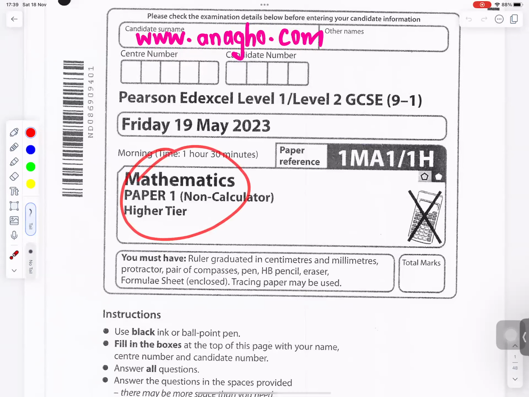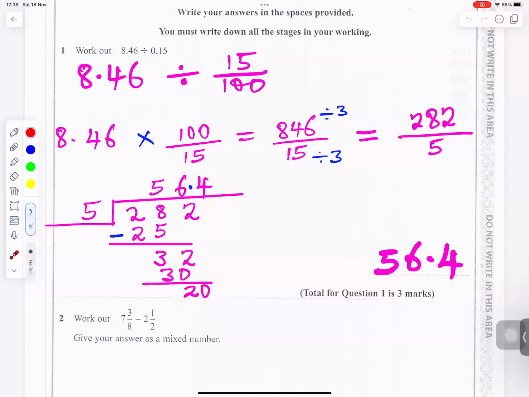Mathematics paper 1, 2023, non-calculator. Use black pen, answer all the questions. Question number 1. Work out 8.46 divided by 0.15.